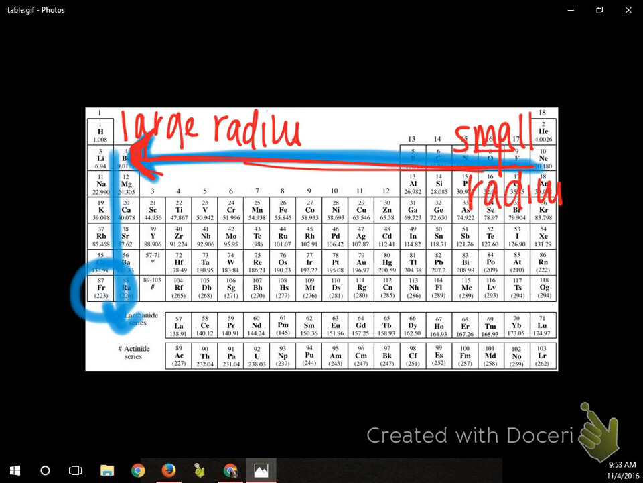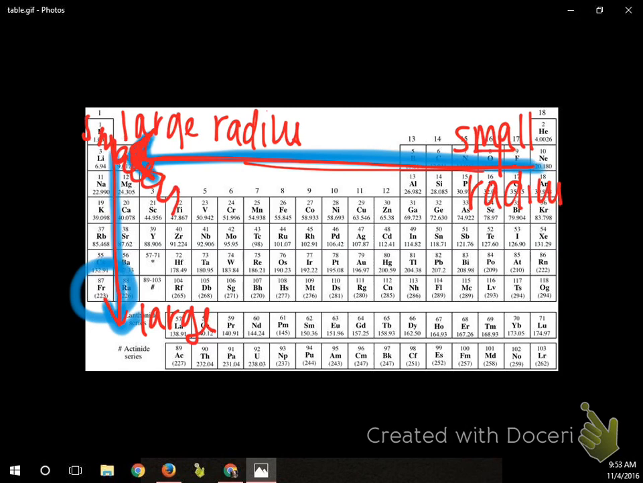Then why does the radius increase as we go down, right? Large, and this is smaller up here. Why would the atomic radius increase as we move down the periodic table? This one is probably easier for us to see.